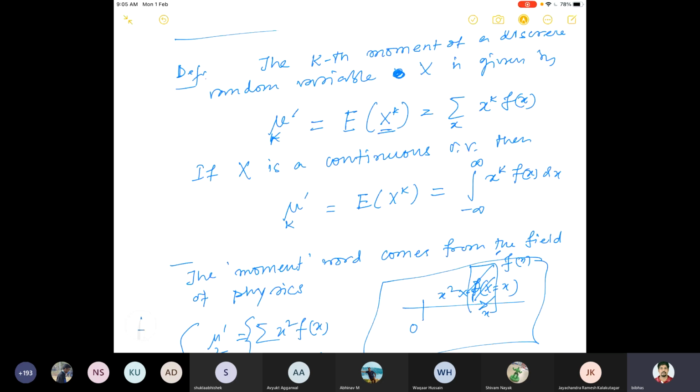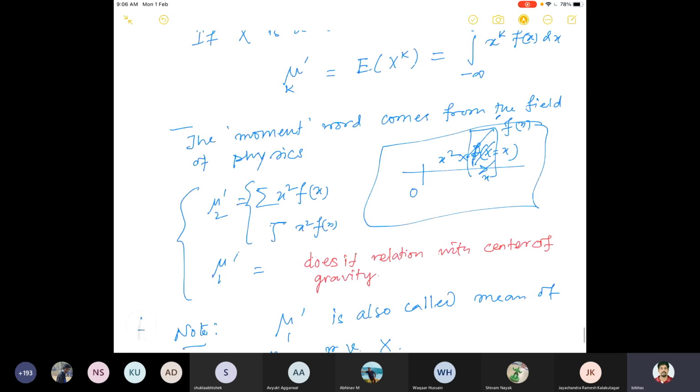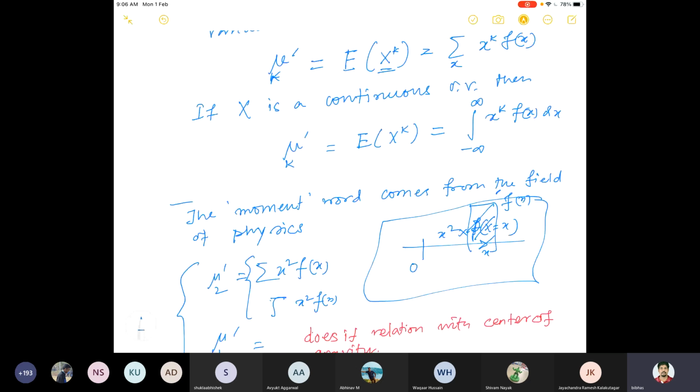This word moment does not come from the sky. It has relevance. I just wanted to make sense of this. By the way, expectation is also called mean. Just a note here, I forgot to tell you that mu 1 dashed is also called the mean of the random variable x. So in general, expectation is a particular number which has some meaning.